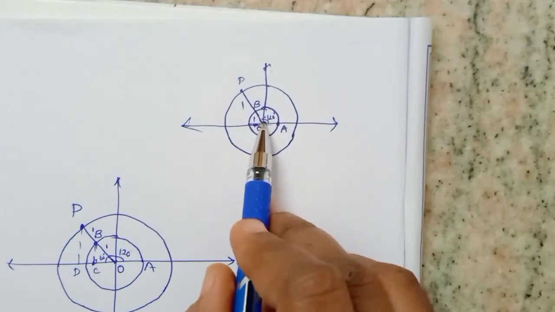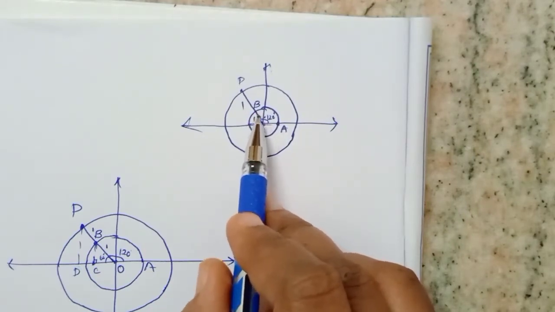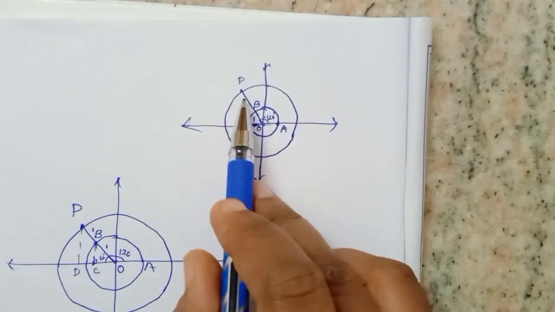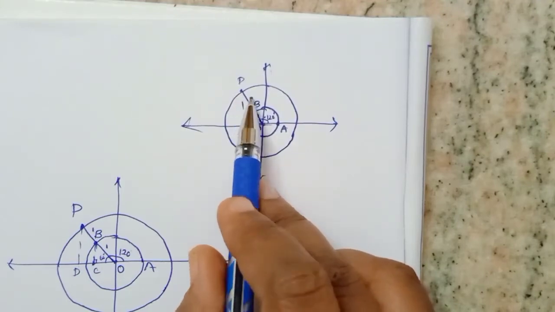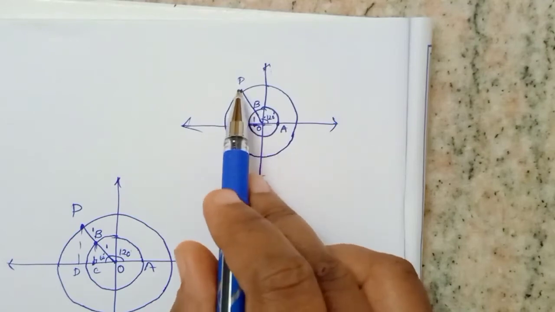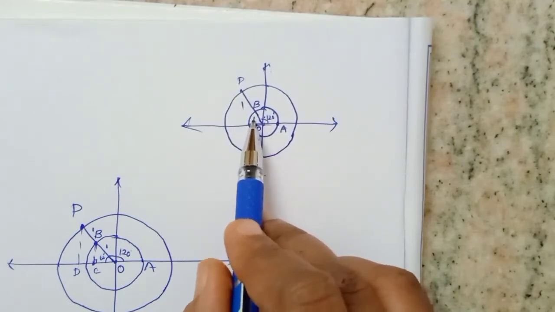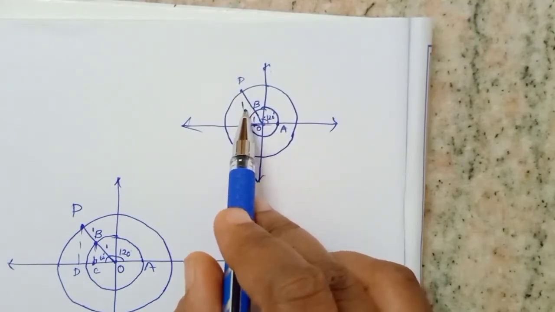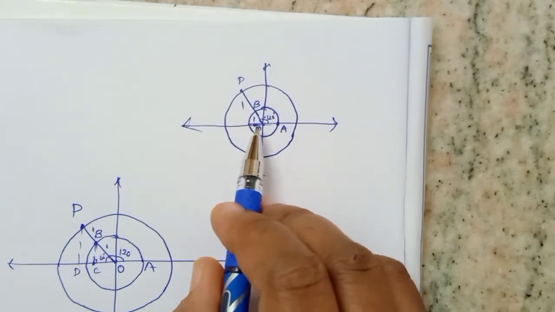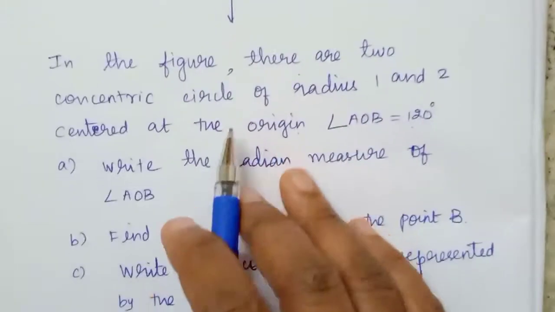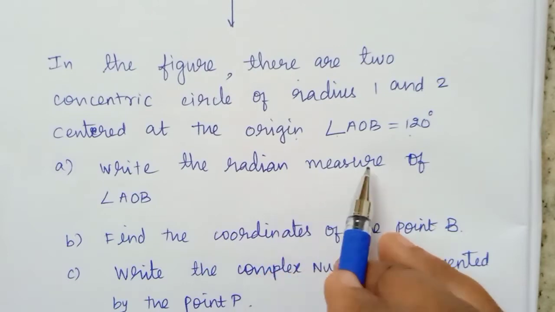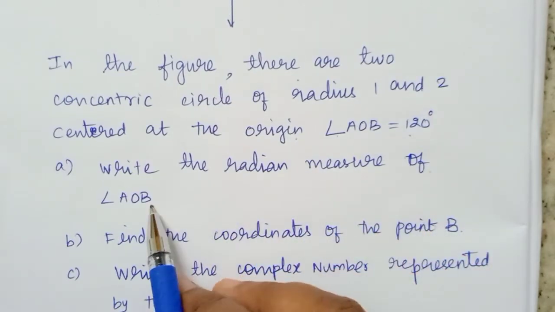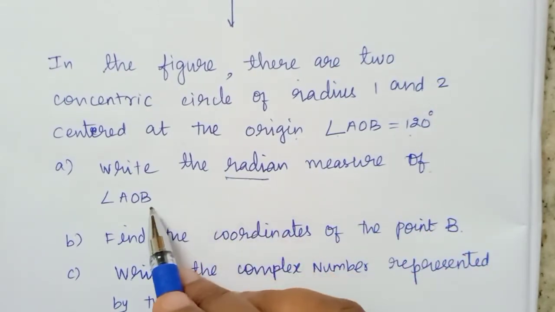Then this one, the radius of the smaller circle is 1 and the larger circle's radius is 2. So this part is 1, which means the remaining part, this OP, is 2. So this part is 1, which means the remaining part PB is also 1. So we have to write the radian measure of angle AOB.